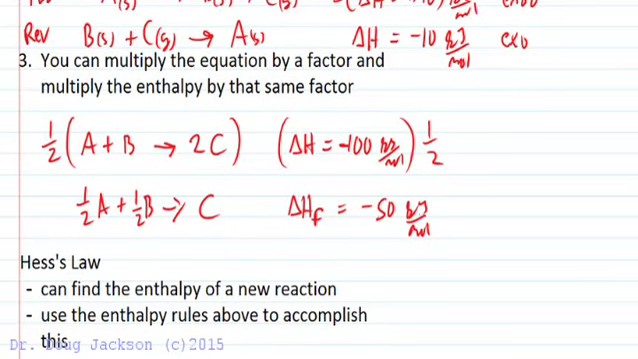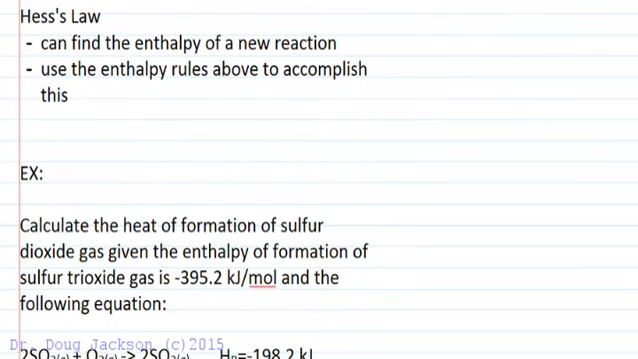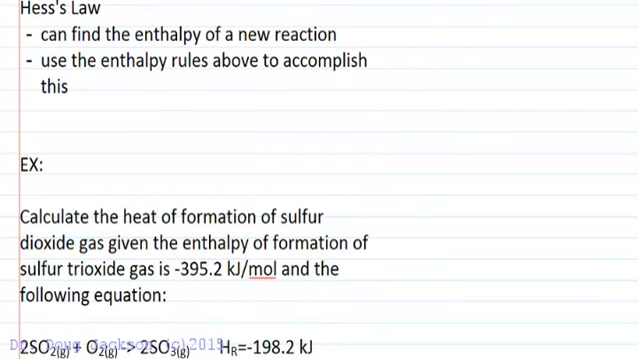All right, so that gives us the basis for Hess's law. In a careful restatement, Hess's law says that we can find the enthalpy of a new reaction that we have not tested in the laboratory, using the enthalpy rules above, from reactions for which we do know and have carefully measured the enthalpy.